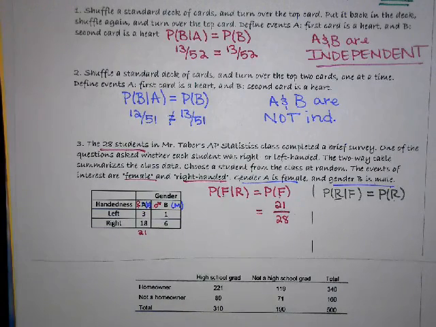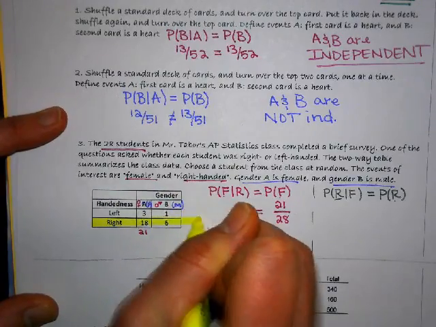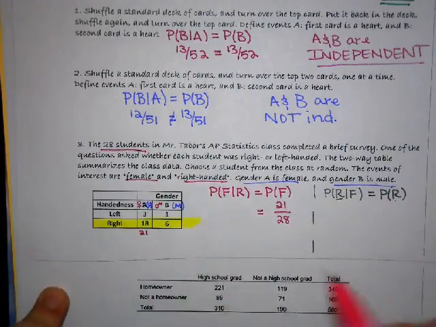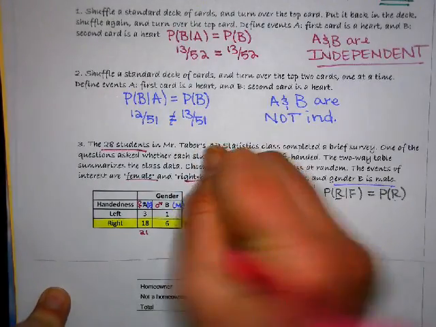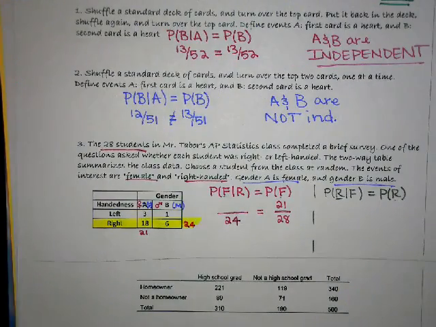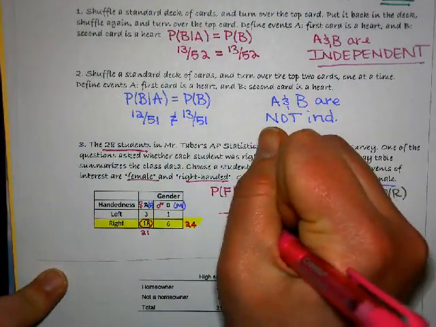Then for female given right-handed, so I'm given that they're a right-handed student, which means that I am looking at this row. And I need to know the total number of right-handed students in this class. 18 plus 6 is 24. So it's out of 24 because I'm given they're right-handed and there are 24 right-handed students. Of those 24 right-handed students, 18 are female. So female given right-handed is 18 out of 24.